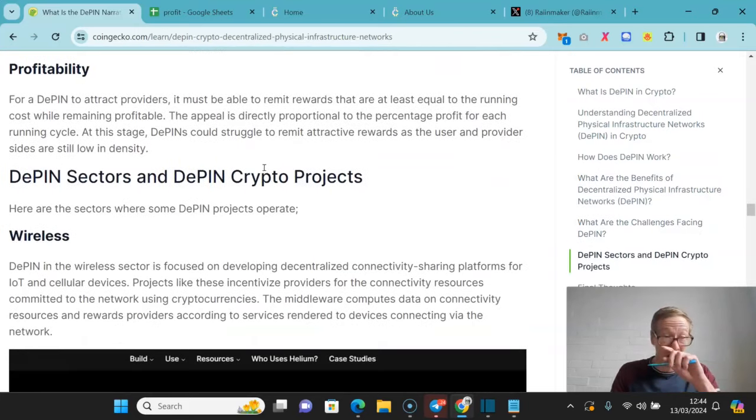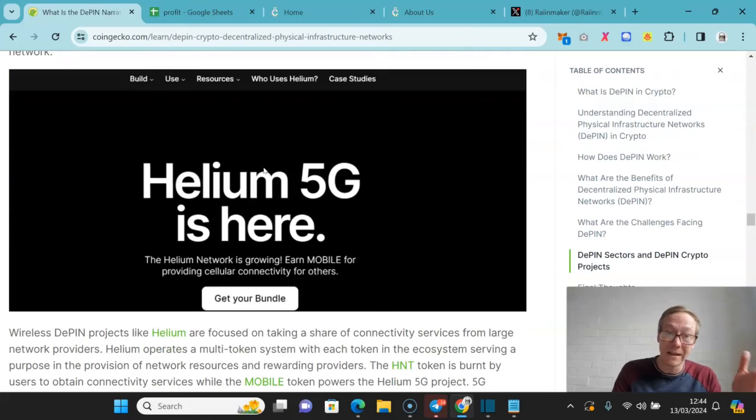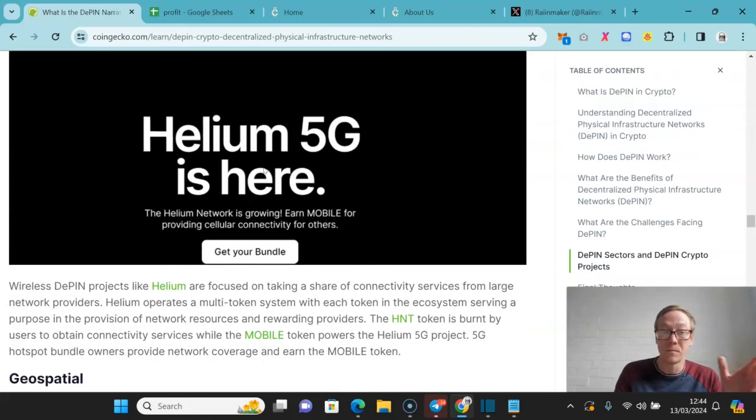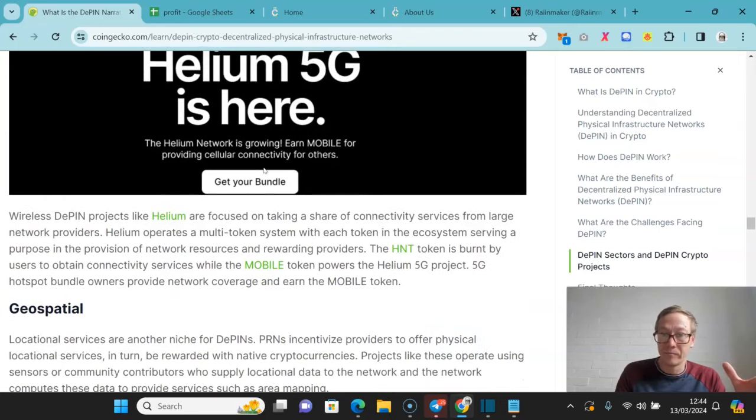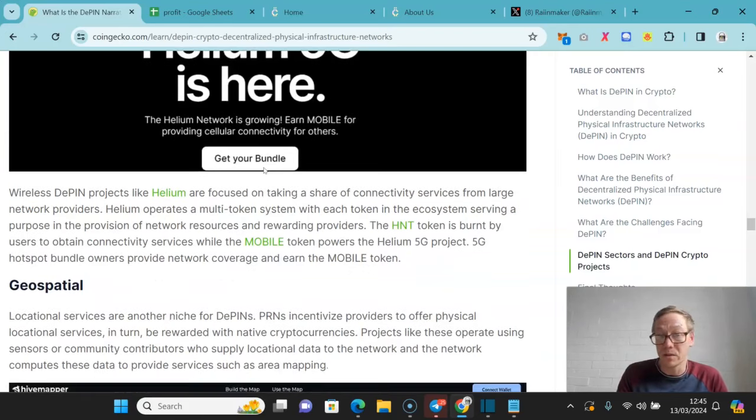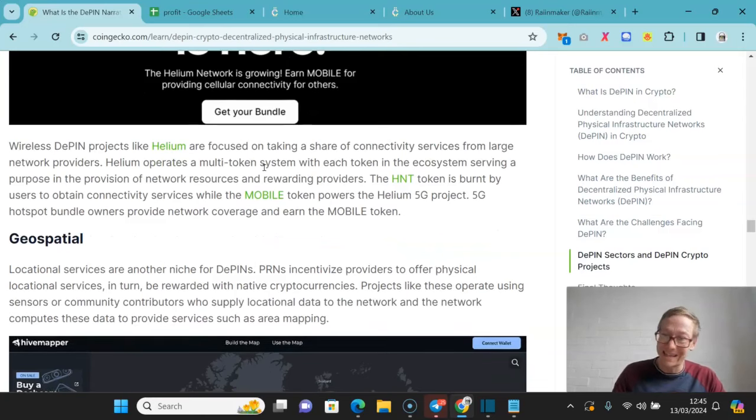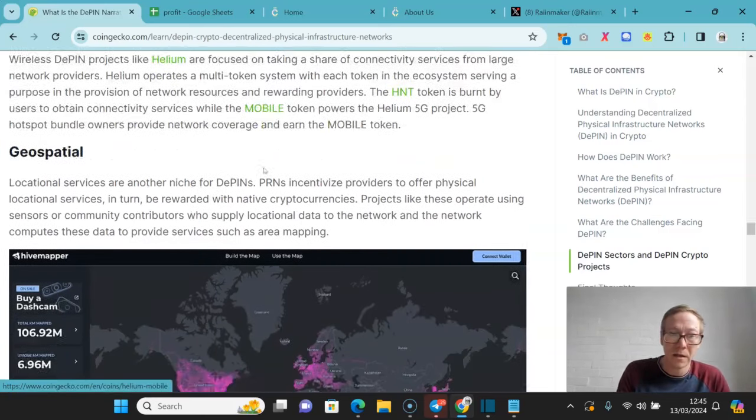So when we take a look at some of the projects out there, Helium is one of them. Helium is a wireless DePIN project, and the HNT token is burnt by users to obtain connectivity services, while the Mobile token powers the actual project. 5G hotspot bundle owners provide network coverage and earn the Mobile token. So again, that incentivization works.